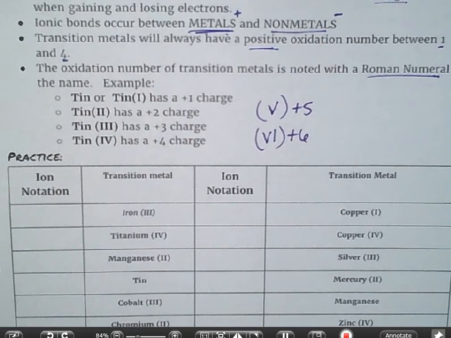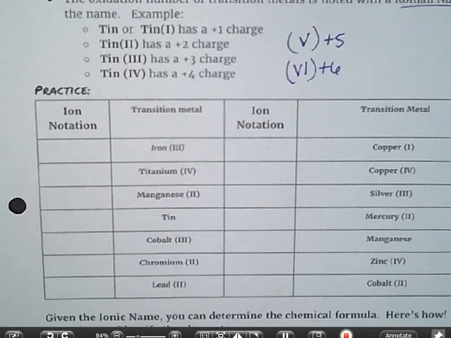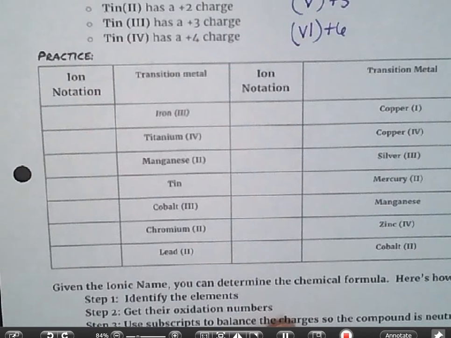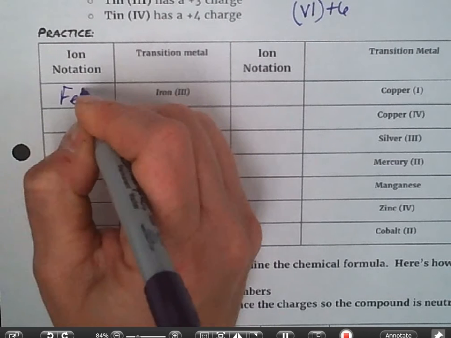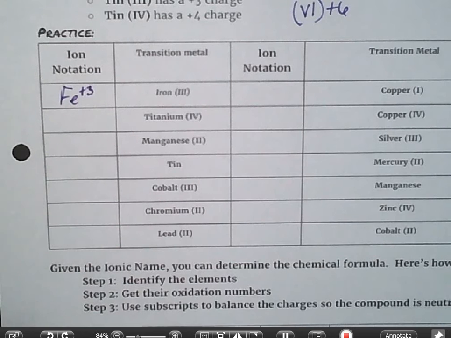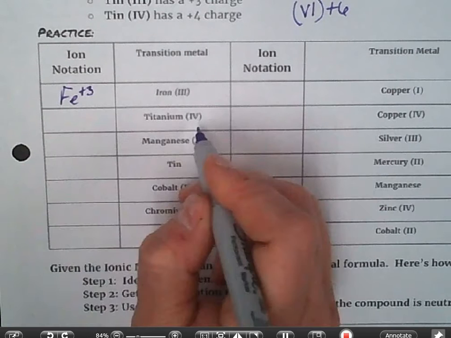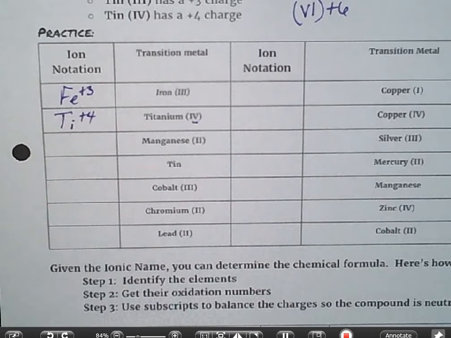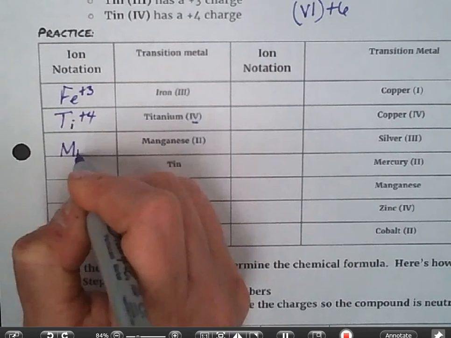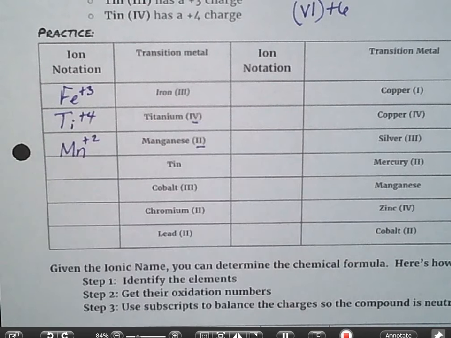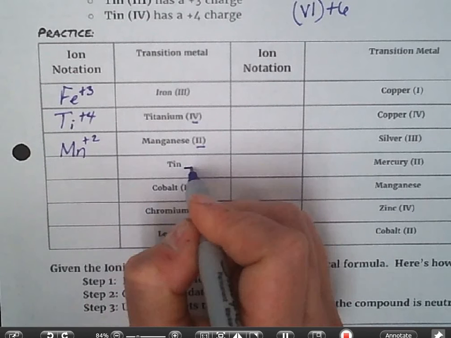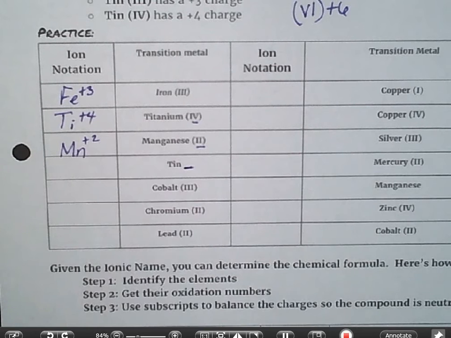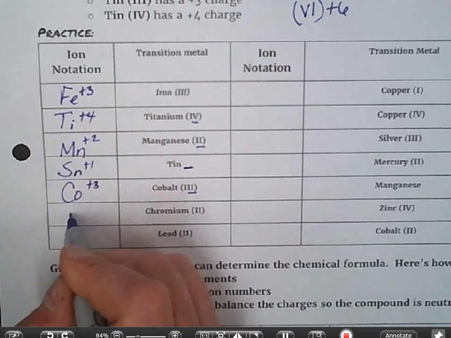So down here, we did the ion notation. When I see iron 3, the ion notation would be Fe positive 3. Titanium 4, because this is IV, is titanium positive 4. Notice they're all positive. Manganese, Mn, and it tells me positive 2. Tin, this one doesn't have a numeral, so we're going to assume that that's a 1. So Sn plus 1. Sn is the symbol for tin. Cobalt plus 3. Chromium plus 2.